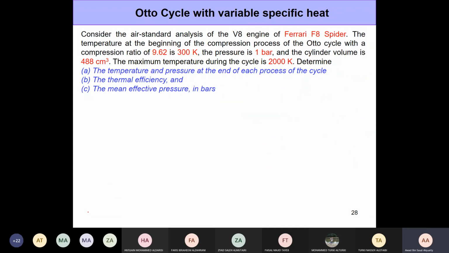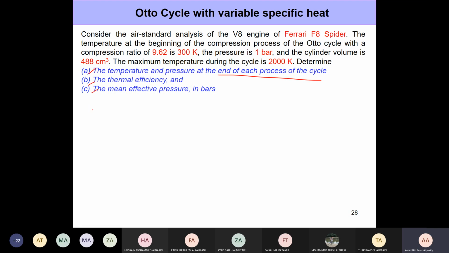Okay, so here we need to do a couple of things. We need to determine the temperature and the pressure at the end of each process of the cycle. So we need to first remember what the processes are. We need to look at the thermal efficiency and then the mean effective pressure.